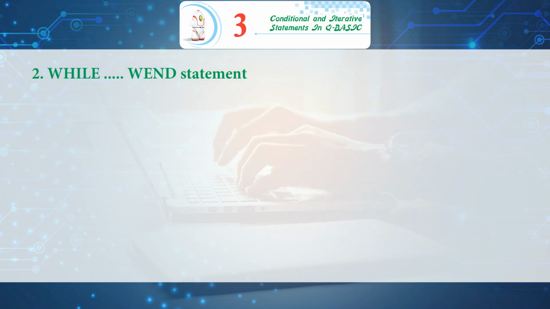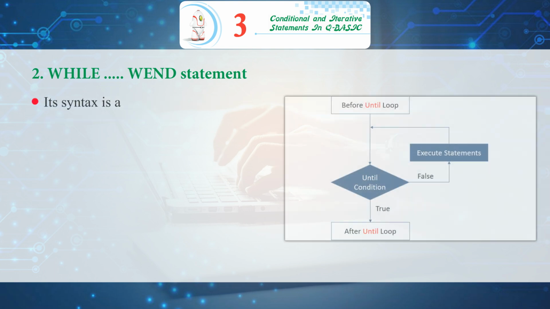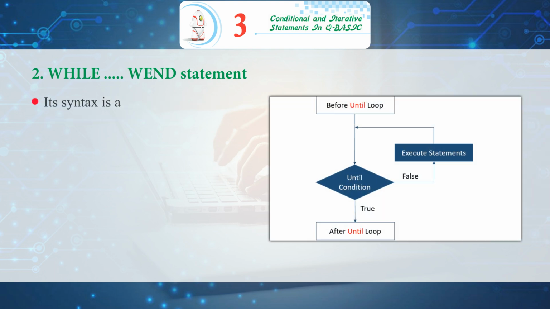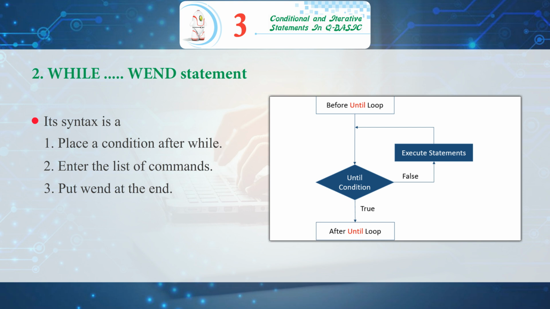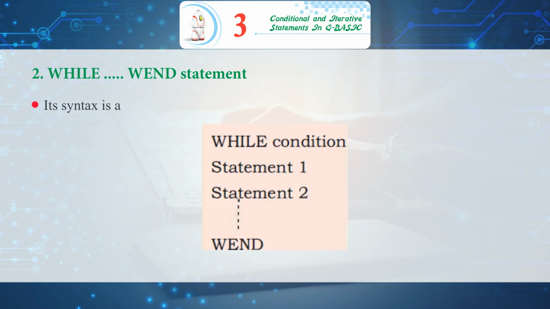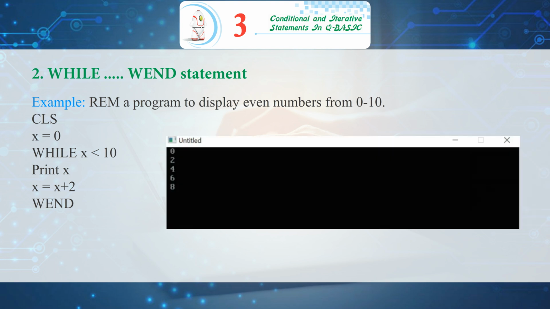2. WHILE-WEND statement. It continues the loop until a specified condition becomes false. To use WHILE-WEND: 1. Place a condition after WHILE. 2. Enter the list of commands. 3. Put WEND at the end. Its syntax is as: example. REM a program to display even numbers from 0 to 10.